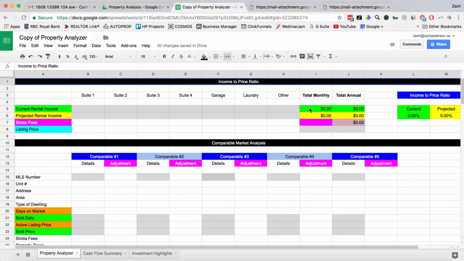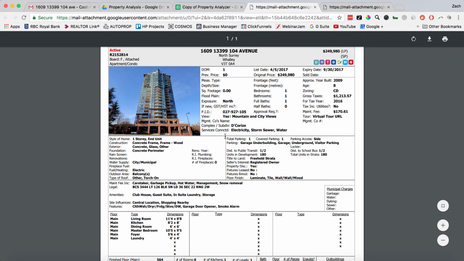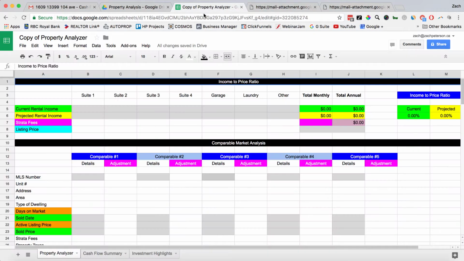Alright, in this video I'm going to be showing you how to use the property analyzer tool that I have designed in Google Spreadsheets. So first off, I'm going to start with a subject property which I have here, and what we're going to do is try and figure out what the rents are.